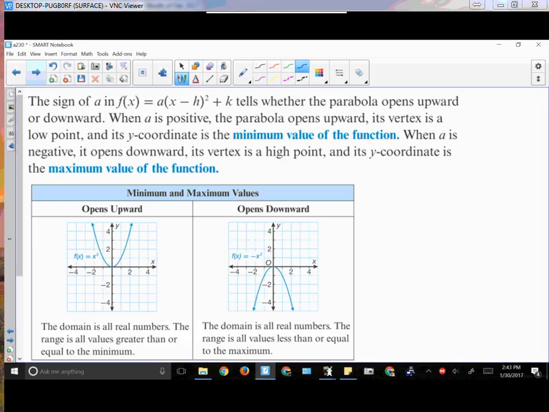So, one of the things that we need to pay attention to here is the sign of what is going on. How do I know if it opens up? How do I know if it opens down? If I look at this one over here, this one going up could be y is equal to x squared. The one that's going down would be y is equal to negative x squared.